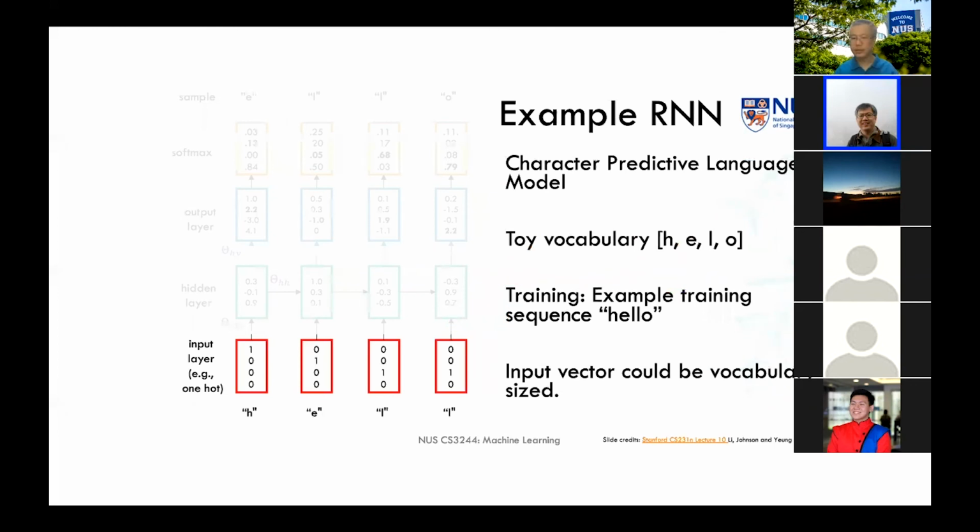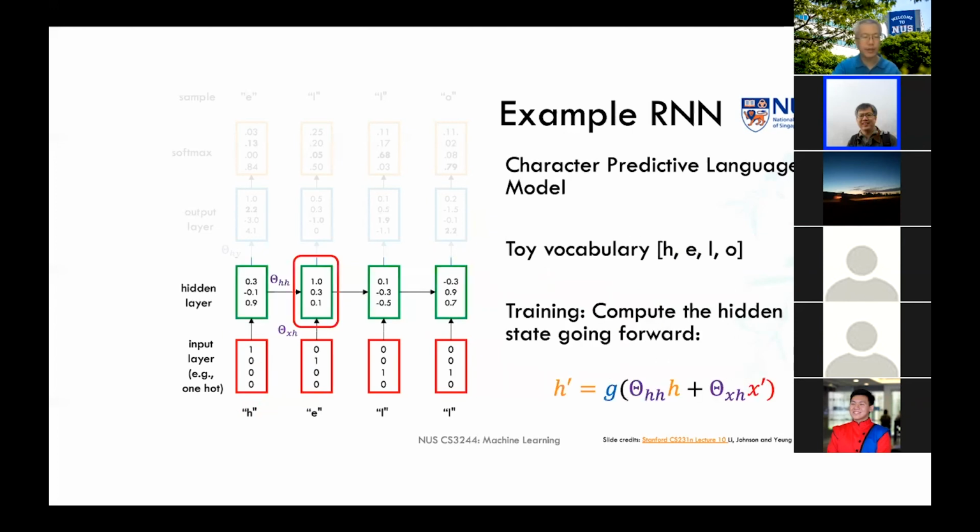Okay, so you can see how this is worked out in a particular RNN. Let's say we're trying to predict characters, okay? And we have a training example that says hello, okay? So we start with an H, okay? So this might be a one-hot encoding where the first dimension is an H, the second one is an E, the third one is an L, and the fourth one is an O, okay?